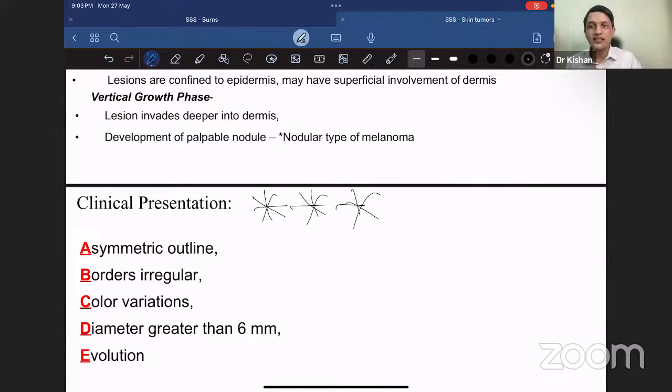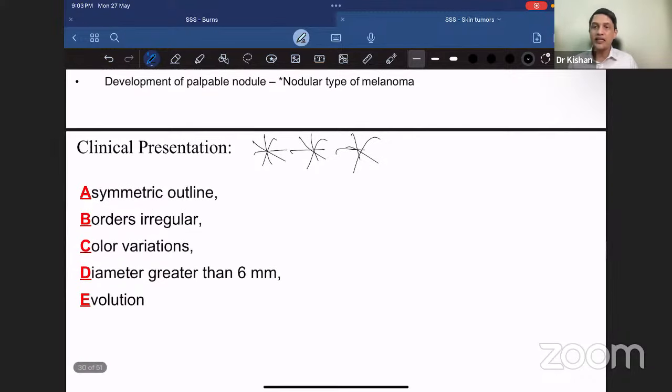This is the one which will distinguish it from BCC, SCC, and all other varieties of clinical skin conditions. A, B, C, D, E of melanoma. This will be asked everywhere, in all the exams. Okay. What is A, B, C, D, E of? This is a diagnostic criteria for malignant melanoma. A, B, C, D, E.